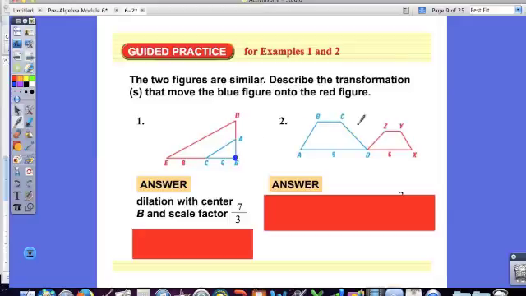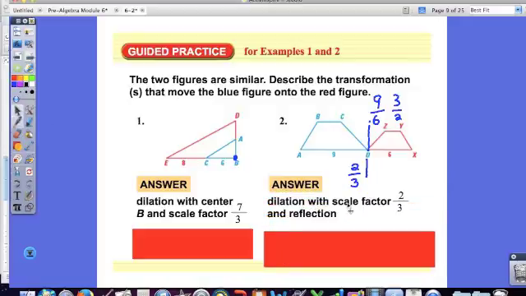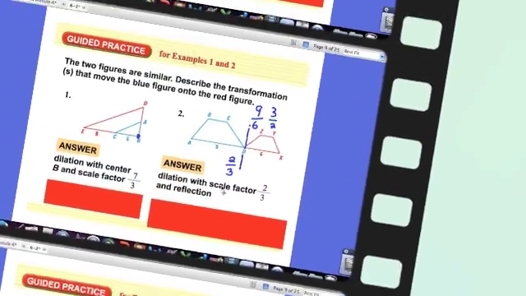It's considered a center of B because B is what doesn't change. Okay? On the next one, you can see that this shrinks and is a mirror image. So we're going from blue to red. So from 9 to 6, that's 3 to 2. Since it's getting smaller, it's actually going to be 2/3. And then it is a reflection at point D. Okay. Dilation, a scale factor of 2/3 with a reflection.